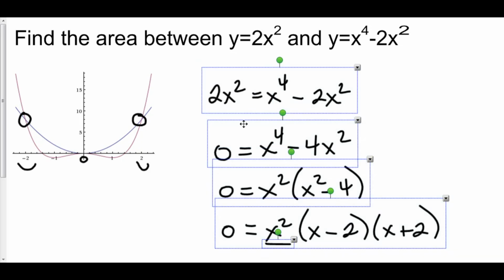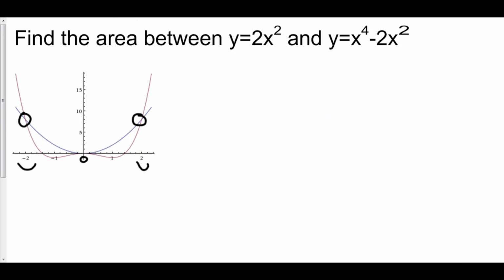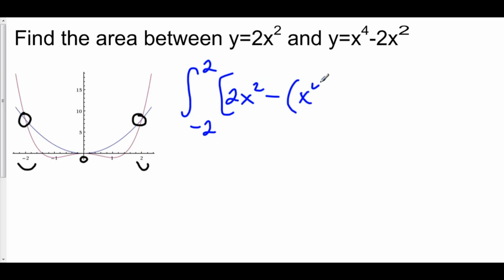Alright, now that we have our limits of integration, we can set up our formula. So here we have the integral from negative 2 to positive 2 of our upper function, which is the one in blue, which is 2x squared, minus our lower function, which is x to the fourth minus 2x squared. And this is all times dx. Now we're subtracting by the entire function, which means that we have to distribute this negative to both the x to the fourth as well as the negative 2x squared. This is a major issue that many students have.